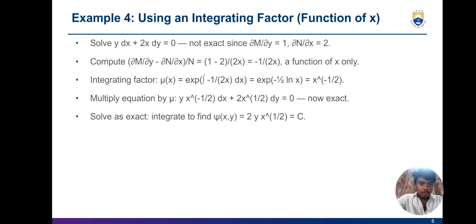Multiply the equation by mu, which is the integrating factor. The final solution is 2y x power 1 by 2 equal to c.